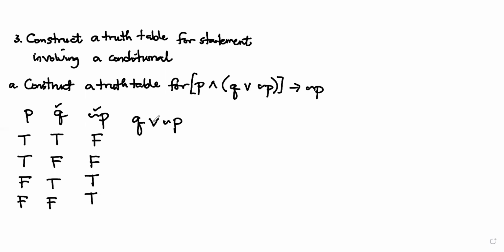So we have the disjunction for or. If one of the statements is true, then it's true. True or false, that is true. False or false, that is false. True or true, that is true. False or true, that is true. And then we will have P and Q or not P.